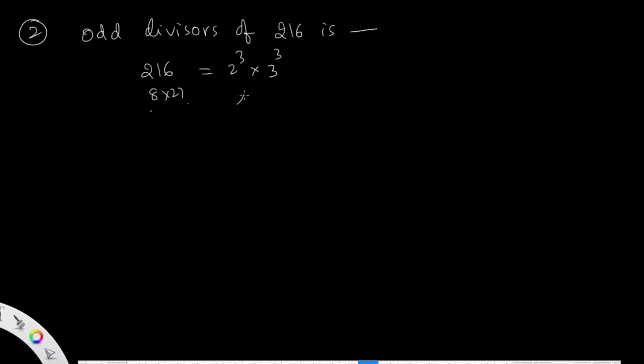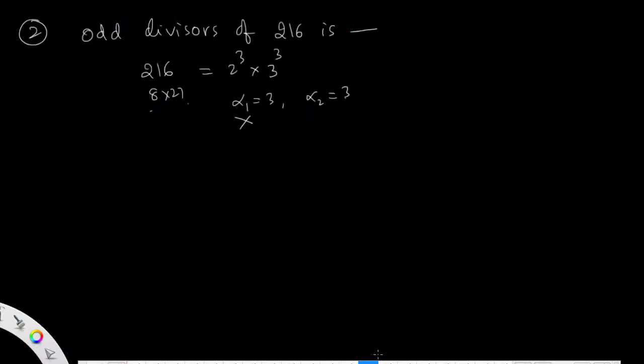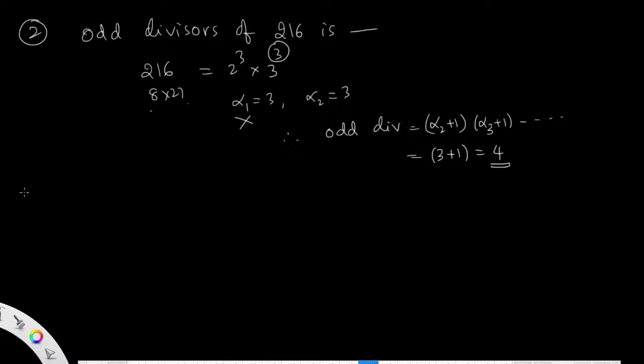So we can write alpha 1 equals 3 and alpha 2 equals 3. Don't take the first value for odd divisors. Take only the value for alpha 2. The formula for the number of odd divisors starts with alpha 2 plus 1. Alpha 2 here is 3, so the total odd divisors formula is alpha 2 plus 1, then alpha 3 plus 1, and so on. But we have only alpha 2 here, so the total becomes 4 odd divisors. That's all, that is question number 2.